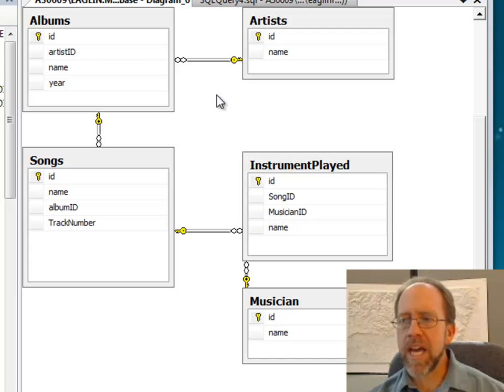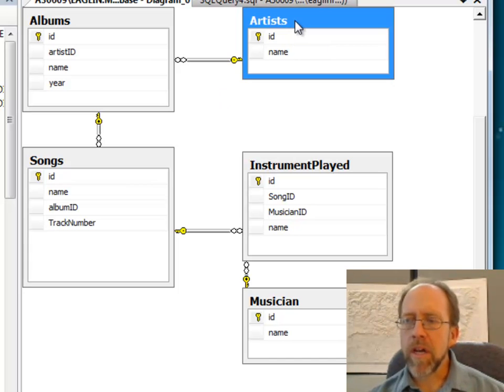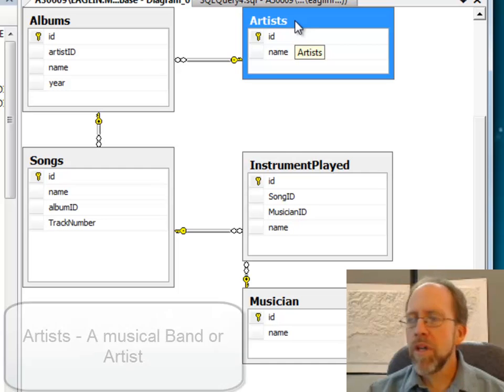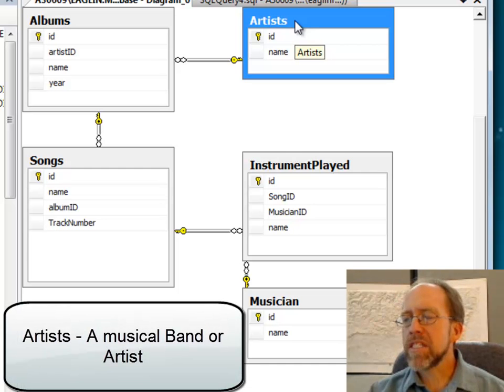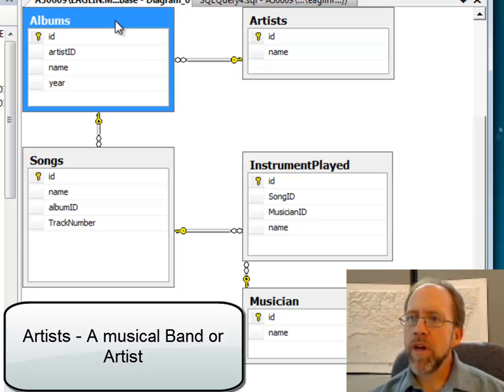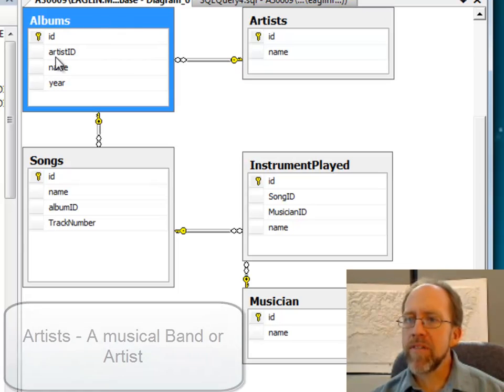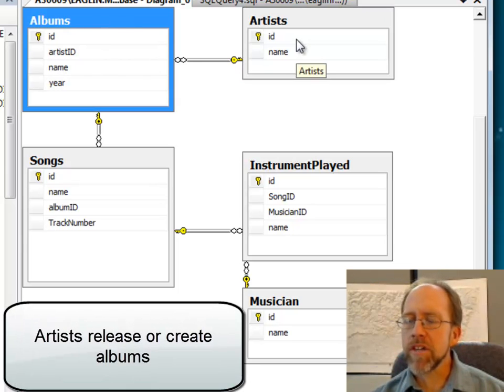This is my music database. It's a very straightforward database. Over here, and I'm going to cover this real quick, I have this concept of an artist. An artist can be a band or an individual musical artist that makes albums. So here I have these albums and they have an artist ID foreign key back to the artists.